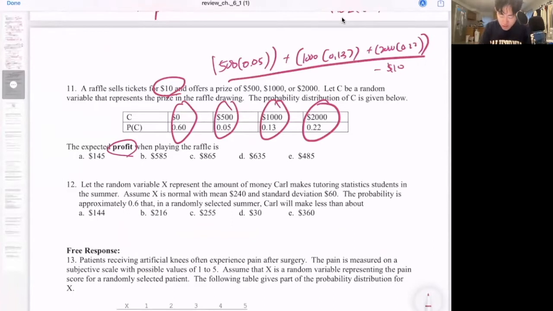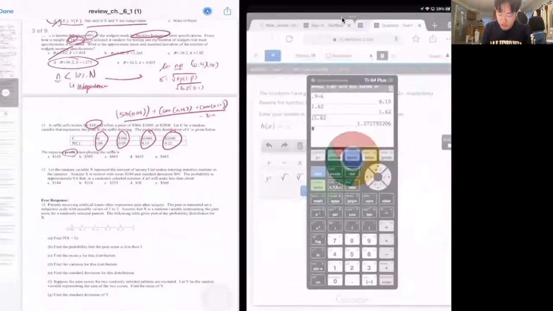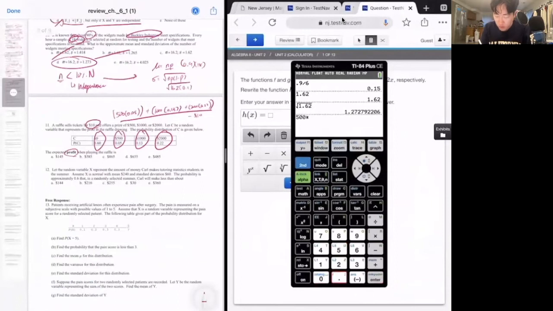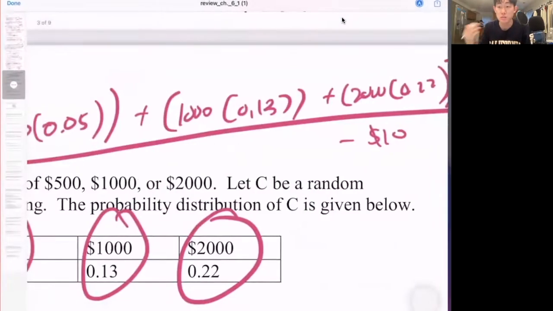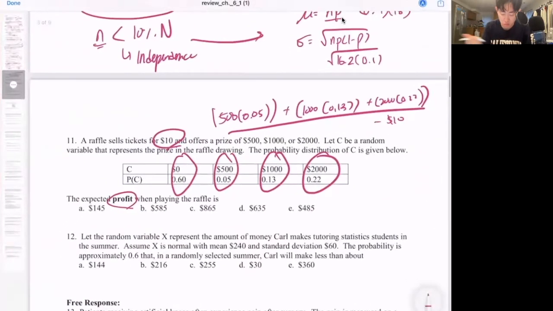So let's just use the calculator for this. 500 times 0.05 plus 1,000 times 0.13 plus 2,000 times 0.22. All right, so that's the expected value. And you subtract the 10 from it because you expected to pay that much out of your pocket. So your expected value is 585.